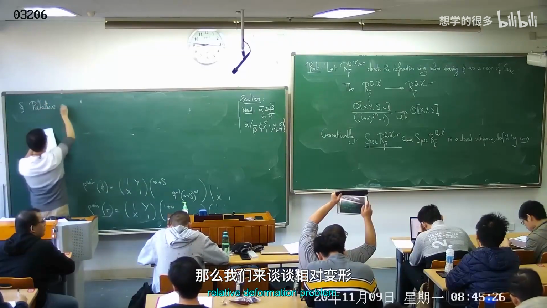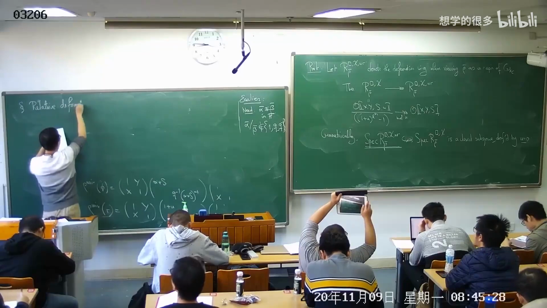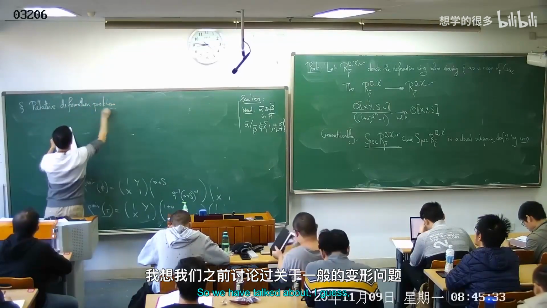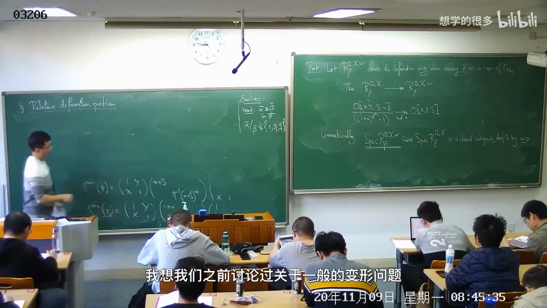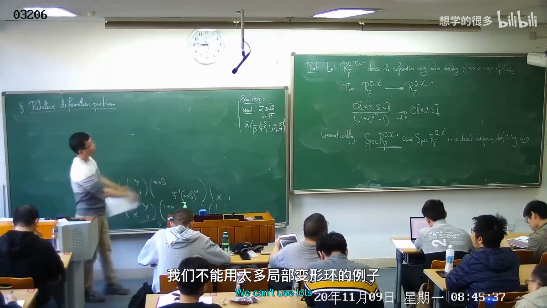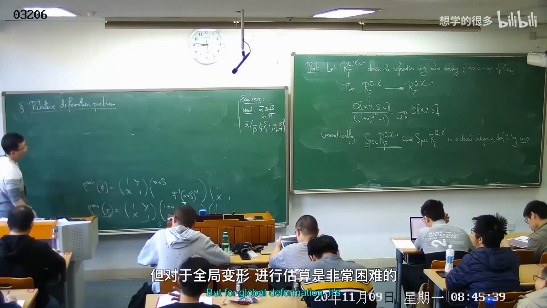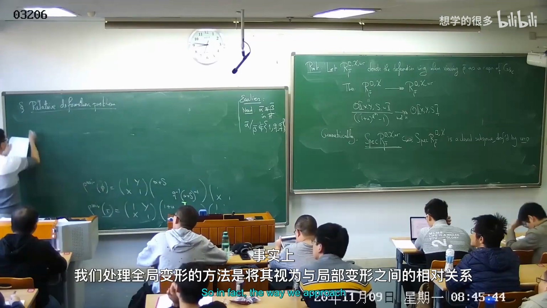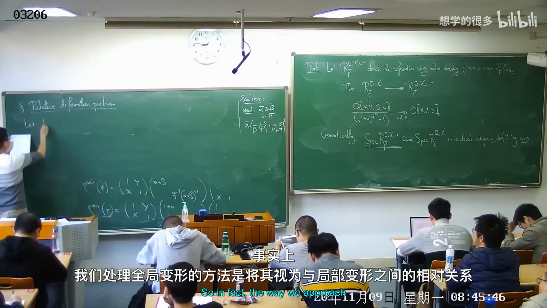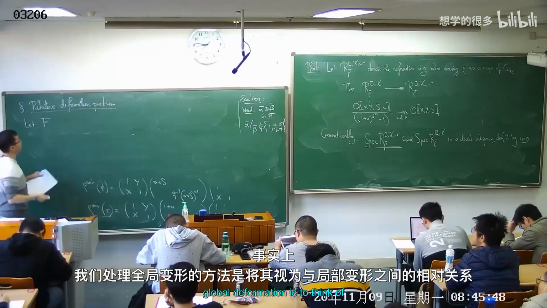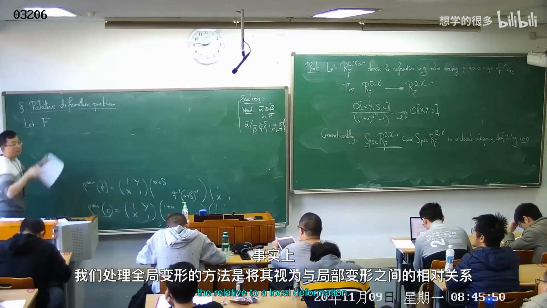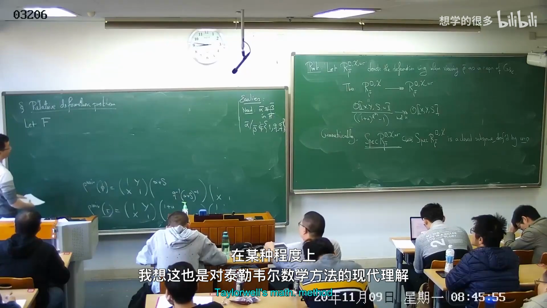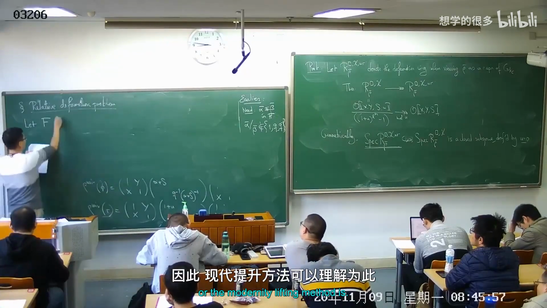So let's talk about relative deformation problem. We have talked about the general deformation problem. We computed lots of examples of local deformation rings. But for global deformation, it's extremely difficult to compute by hand. So in fact, the way we approach global deformation is to think of it relative to a local deformation. This is, I guess, the modern understanding of what the Taylor-Wiles method, or the modularity lifting method, is.